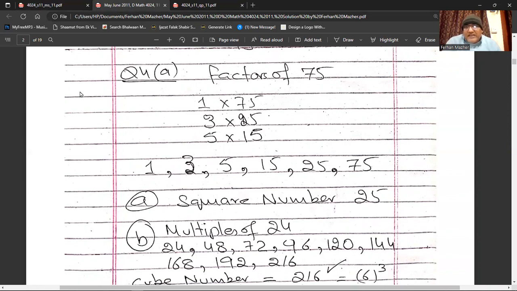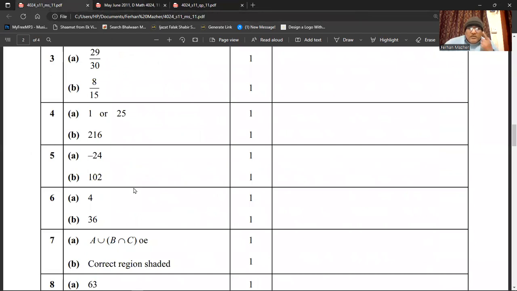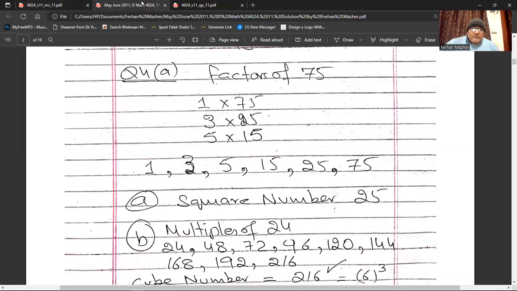So in the A part, they asked me to write down a square number out of these factors of 75. Out of them, the square number is 25. It is the square of 5. That's 25. So 25 is the right answer. 1 is also a square number.